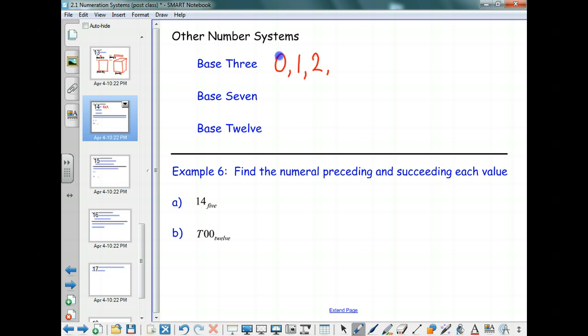Close. 1, 0. And we will read that as 1, 0. We will not read that as 10. There is no 10 in base 3. There is no 3 in base 3. But there are 1s and there are 0s. So we'll read this as 1, 0.